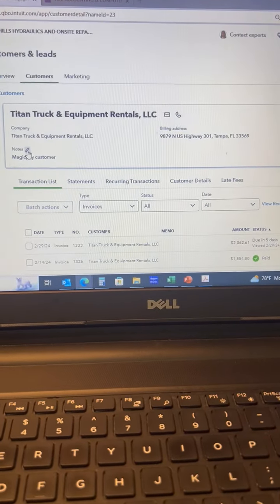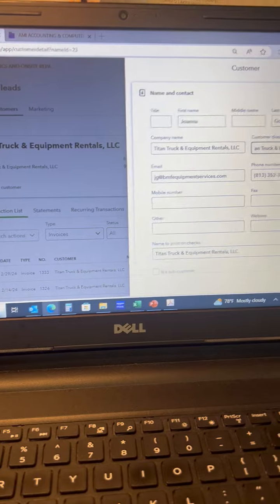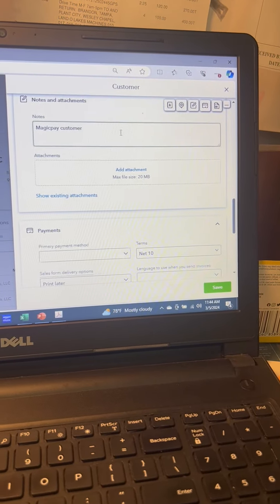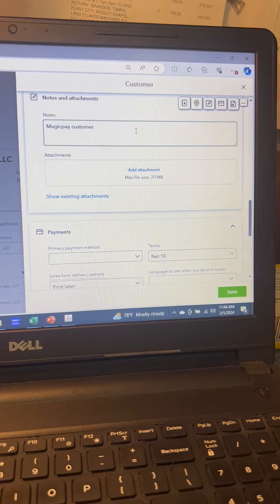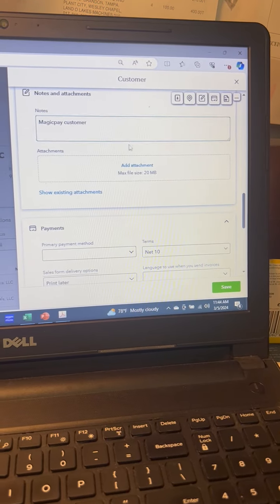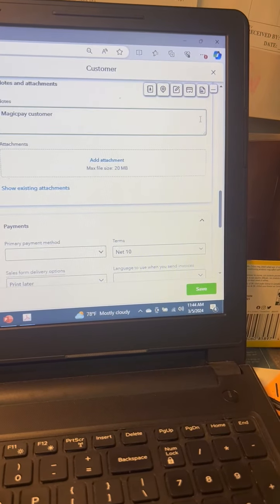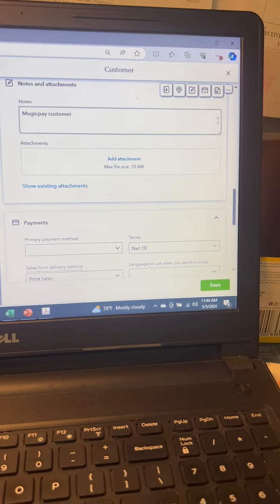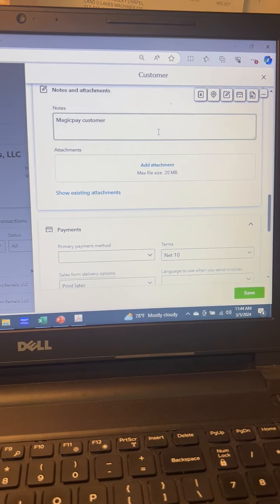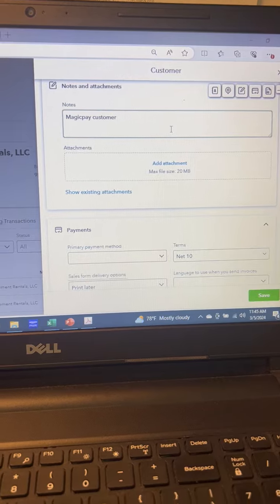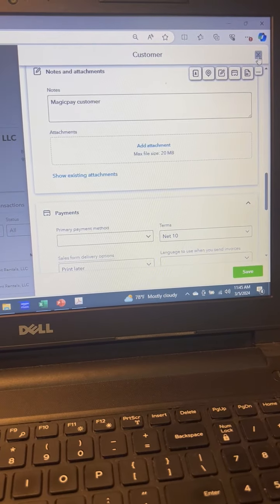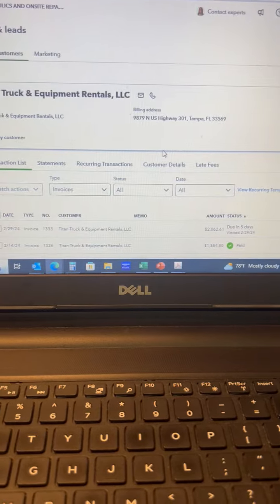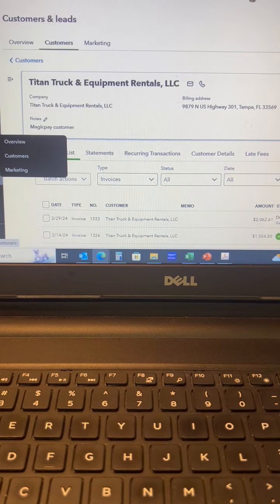So if we go there to edit, it's going to bring us up to the edit screen, and in this text box here, this is where all the stuff was, and I could scroll for days for all my machine information that I stored in there. And then I'll also show you the other customer that this happened to as well.